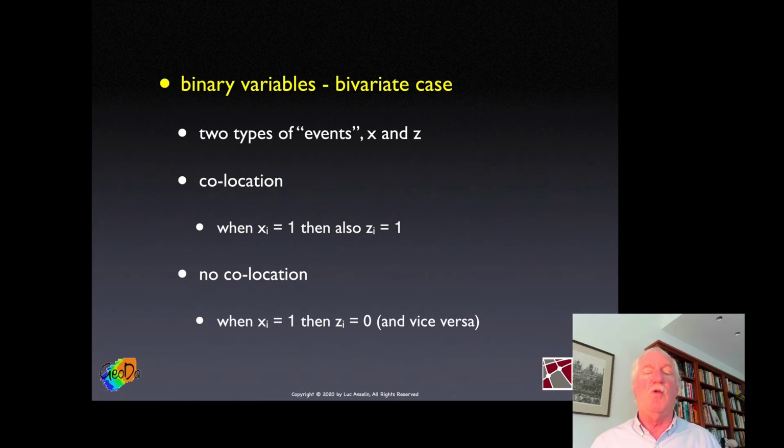In a case control situation, you either are a case or a control. You can't have both at the same location. So that I call no co-location. And no co-location means if X is 1, then Z has to be 0. If Z is 1, then X has to be 0. So that's a different situation. And each of these situations will have its own multivariate extension of a local joint count statistic.